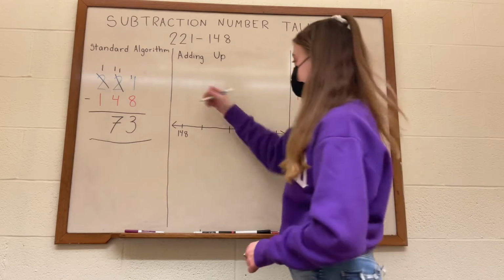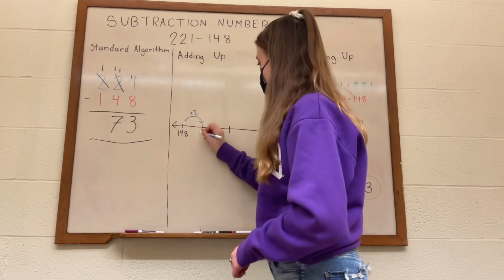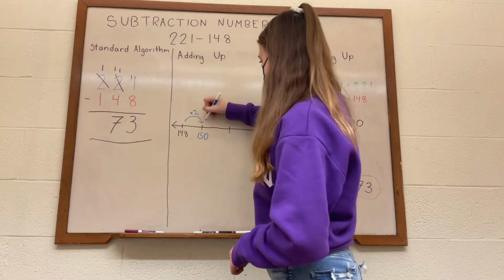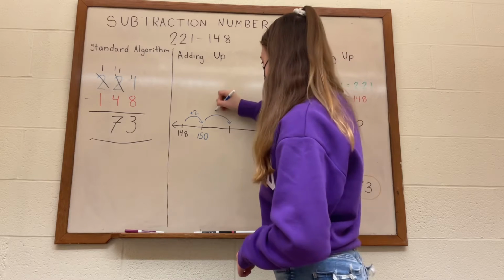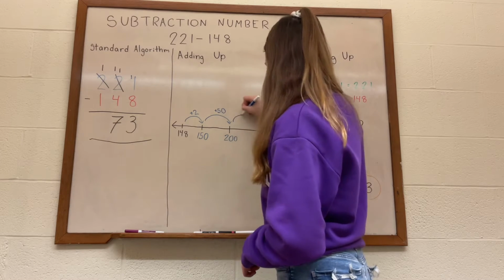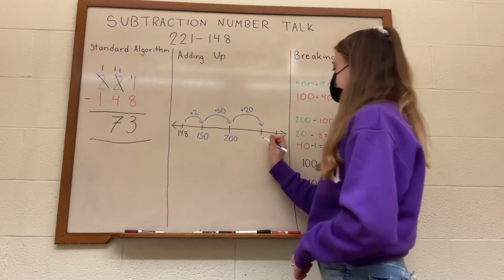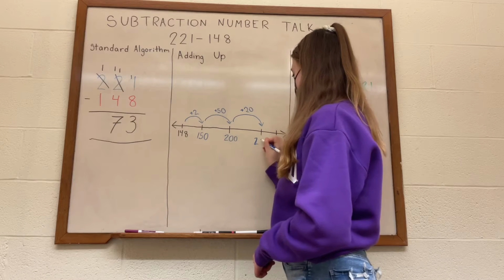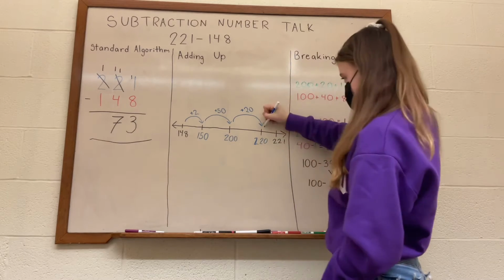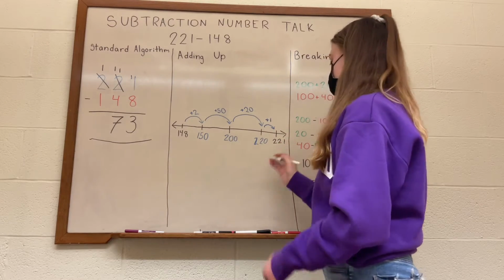Next, you can do an adding up strategy and start at 148 and just add up until you get 221. So you'll add 2 to get 150, then add 50 to get 200, then add 20 to get 220, and then add one more to get 221.